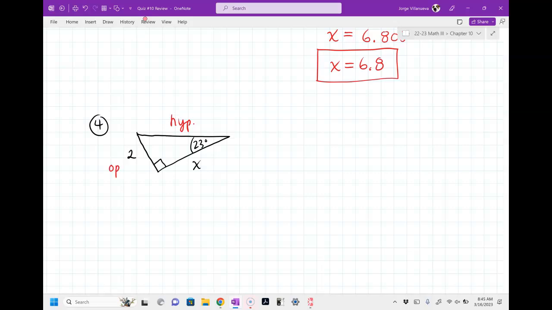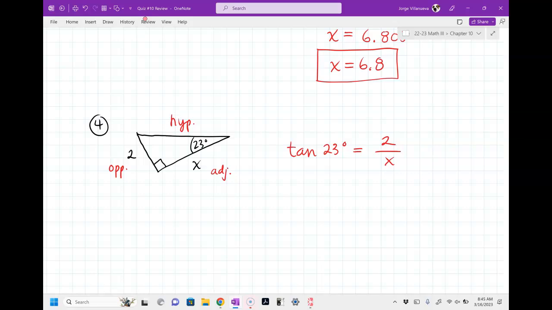It goes straight across. So this has to be adjacent. Okay, so it's opposite and adjacent. Those are the things that have values. So which trig function is that? Yeah, it's going to be tangent, right? So tangent of 23 degrees is equal to 2 over x.